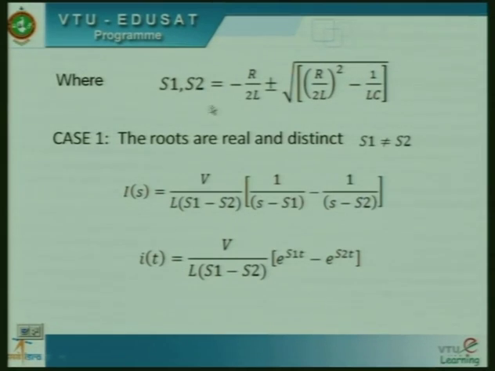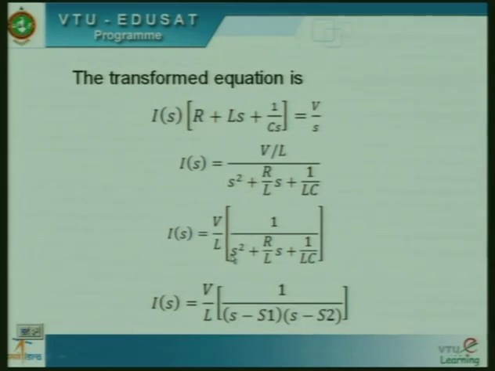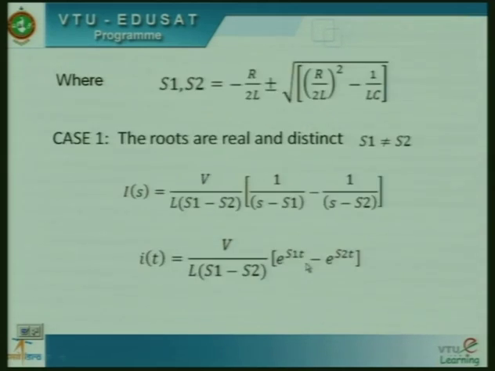Now, what are S1 and S2? S1 and S2 are the roots of this second order equation. This is of the form S square plus Bs plus C. If the equation is of the form S square plus Bs plus C, we can get the roots by applying the formula: minus b plus or minus root of b square minus 4ac divided by 2a. So, applying this formula, the roots of this equation are minus R by 2L plus or minus root of R by 2L whole square minus 1 by LC.